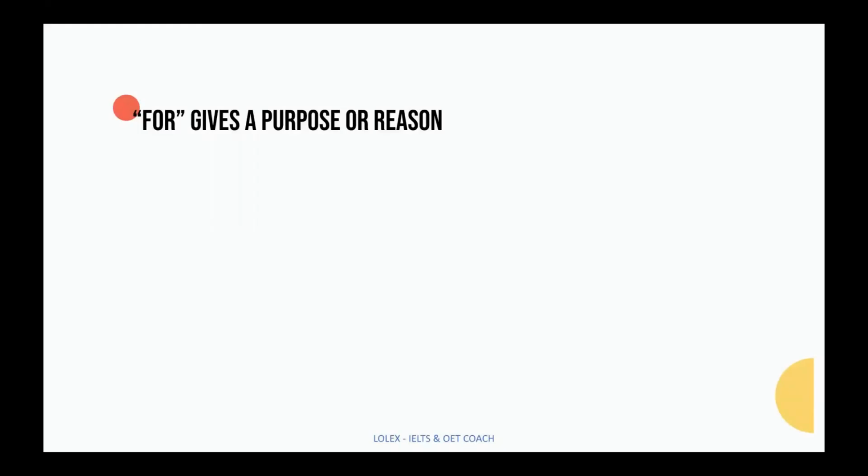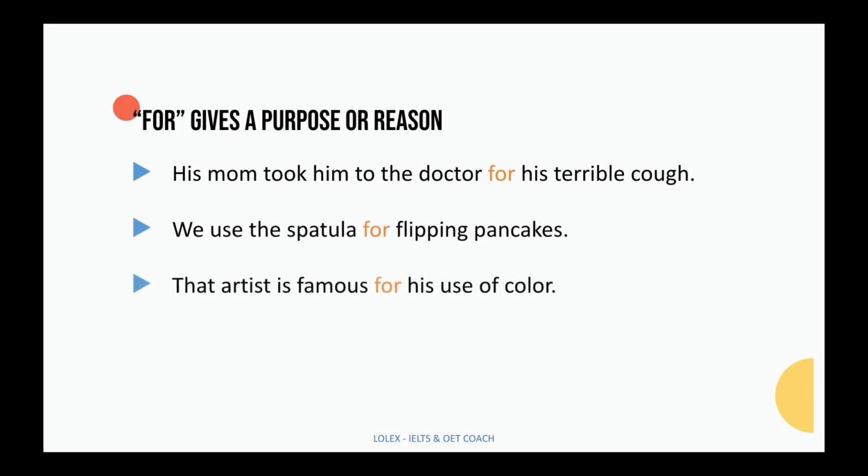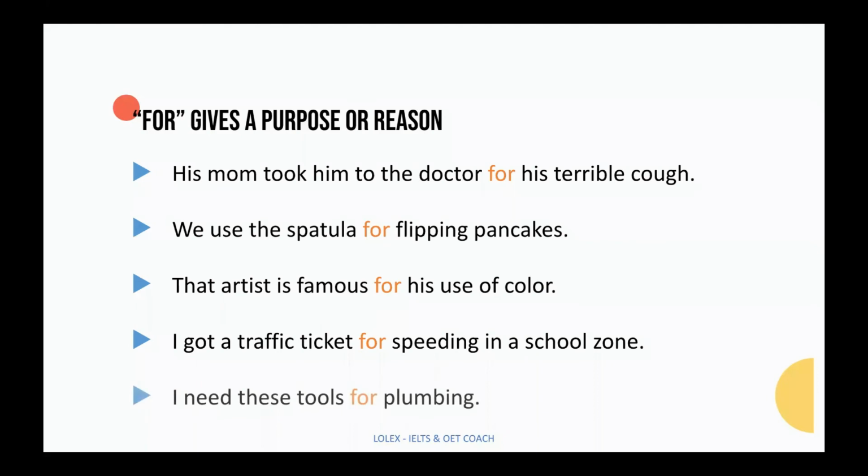For gives a purpose or a reason. For can connect an action to its purpose. This is important, as you can see in these examples. His mom took him to the doctor for his terrible cough. We use the spatula for flipping pancakes. That artist is famous for his use of color. I got a traffic ticket for speeding in a school zone. I need these tools for plumbing.